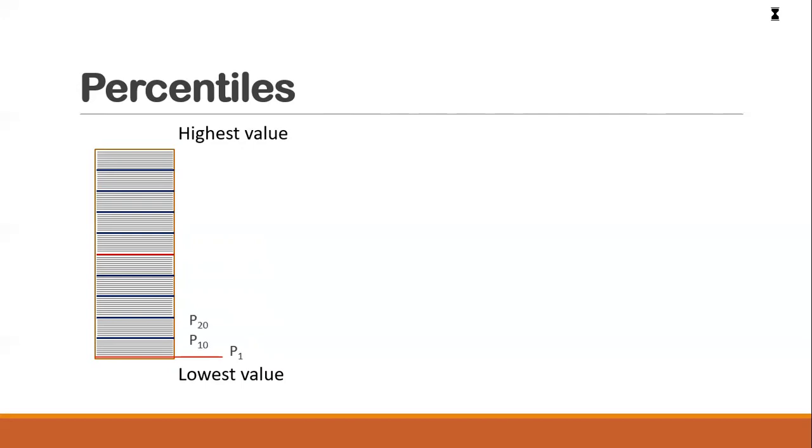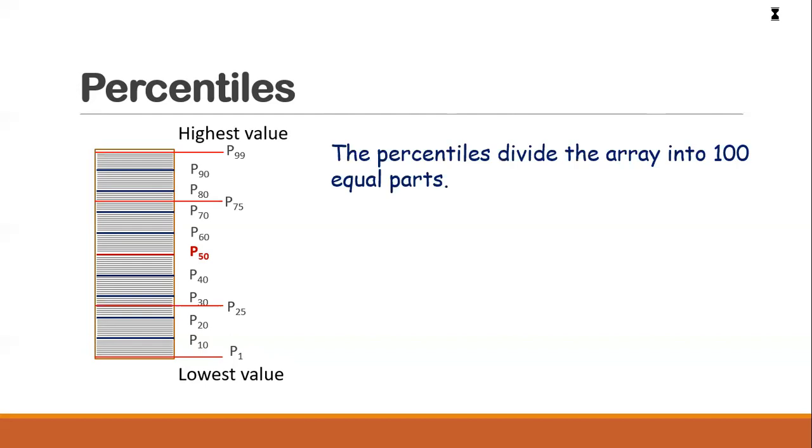And let's skip up to the 20th percentile, 30th percentile, 40th percentile, 50th percentile, 60th percentile, 70th percentile, 80th percentile, and 90th percentile. Okay. Now this will be our 25th percentile, and this is our 75th percentile. The last percentile is the 99th percentile. The percentiles divide the array into 100 equal parts.